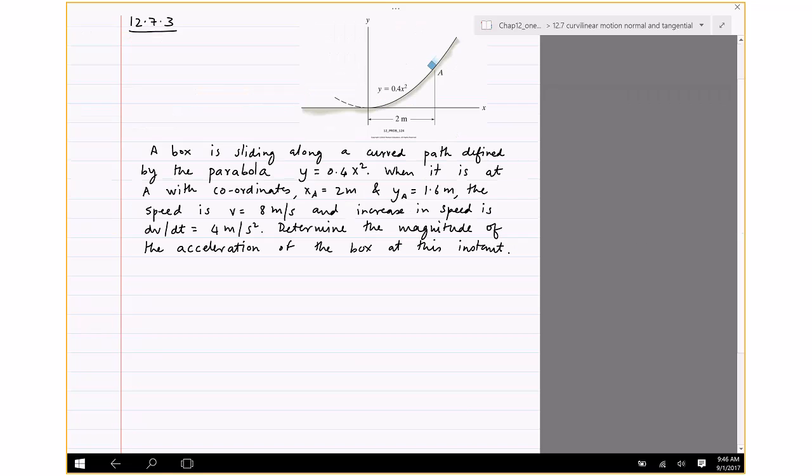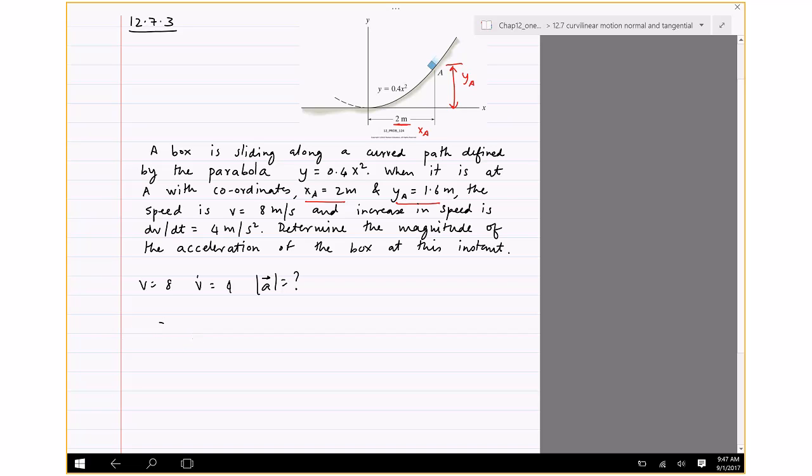This is the question. A box is sliding along a curved path defined by the parabola y equals 0.4x squared. When it is at A, with coordinates xa and ya, the speed is 8 meters per second and the increase in speed is 4. Let me write that down. So v is 8, v dot is 4. You have to find the magnitude of the acceleration of the box. So what I would do is write the formula for a first and then find the magnitude.